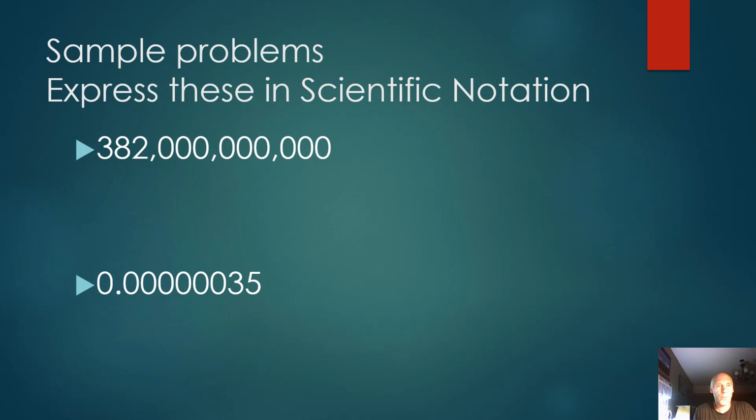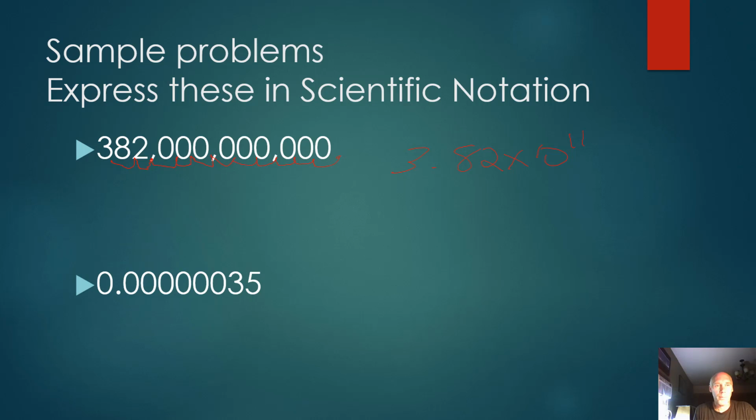All right, so this first one, I want to put it as 3.82 times 10 to some power. So here's the decimal. 1, 2, 3, 4, 5, 6, 7, 8, 9, 10, 11. I think I counted that right. 2, 3, 4, 5, 6, 7, 8, 9. Yep. So 3.82 times 10 to the 11th power. That's how you would put that in.